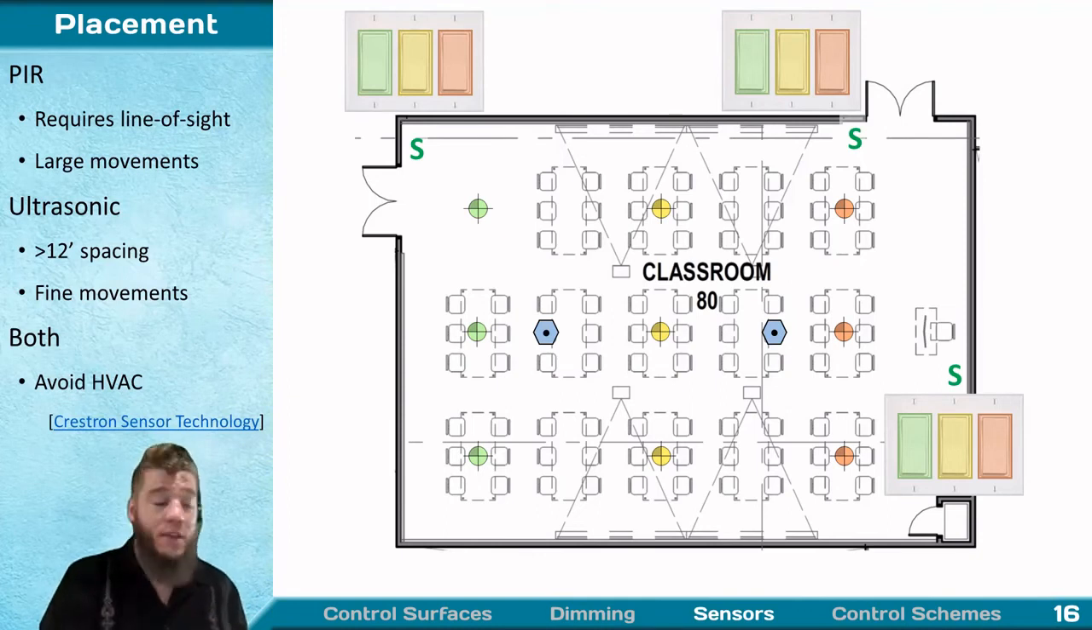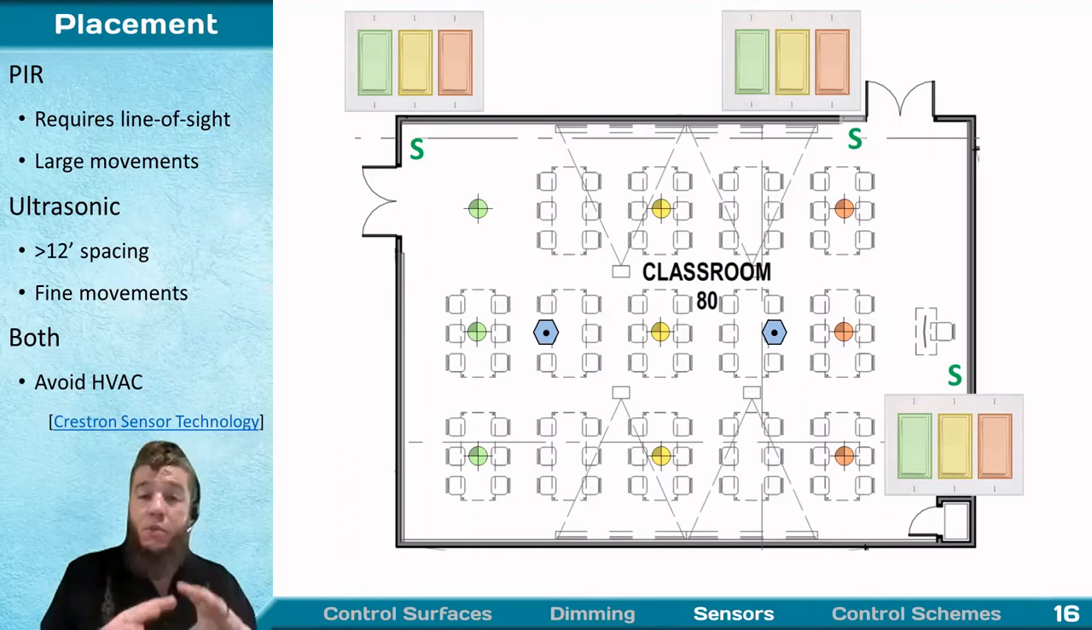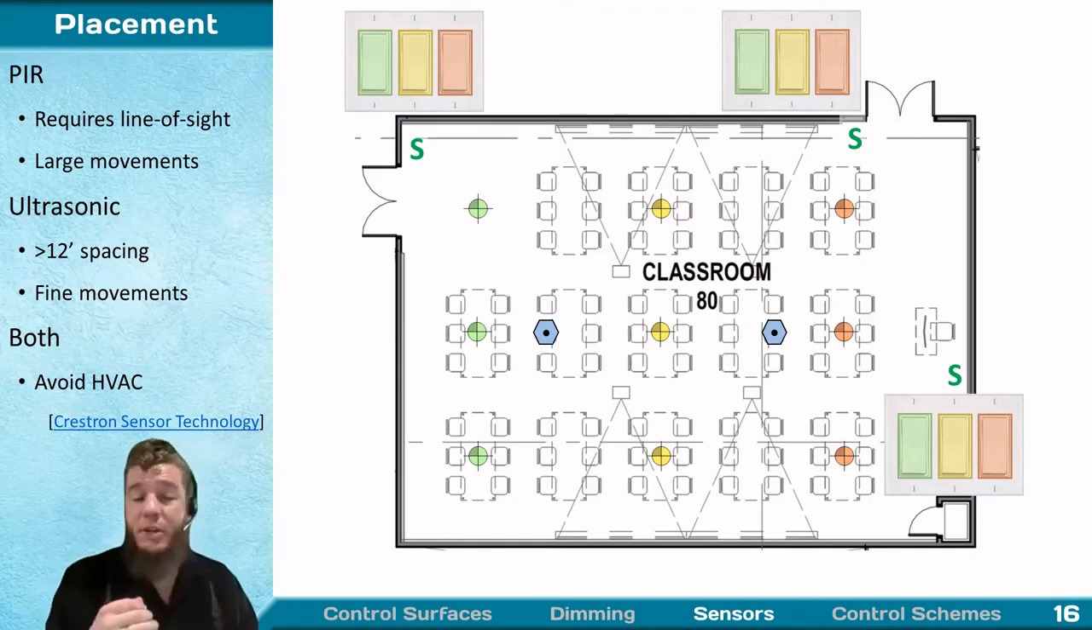Now, with ultrasonic sensors, you again want this in the center of the room because you want to cover those desks in the middle, because that's where all your fine movements are happening, which will keep your system from turning off on people just sitting down and working.